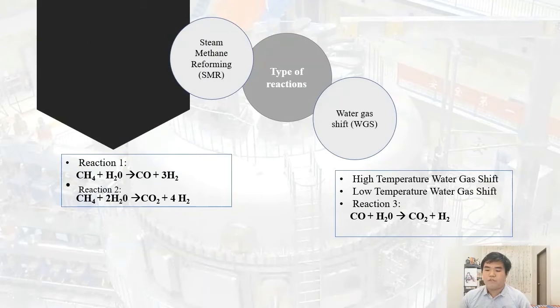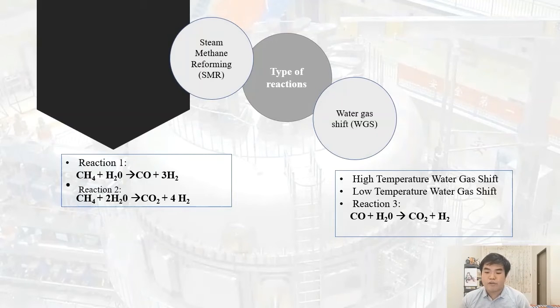Let us move on to the first part. There are two types of reaction happening inside the reactor, which are steam methane reforming (SMR) and water gas shift (WGS). In the SMR reactor, there will be two parallel reactions which both consume methane and water. However, they have different products, which are carbon monoxide and carbon dioxide respectively. Both reactions produce hydrogen gas, and in this case, the main reaction is reaction 1, which produces carbon monoxide.